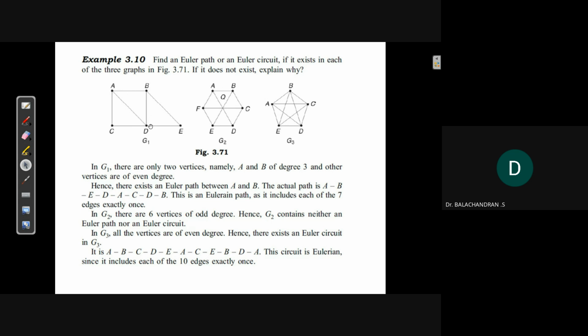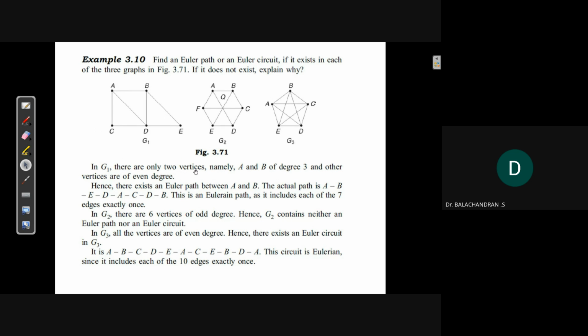First you should write the degrees here. This is 3, this is 3, this is 2, this is 4, this is 2. So these three vertices C, D, E are of even degree, but A and B are of odd degree. If we have two vertices of odd degree, then we will get an Eulerian path between A and B. So what is the actual Eulerian path?